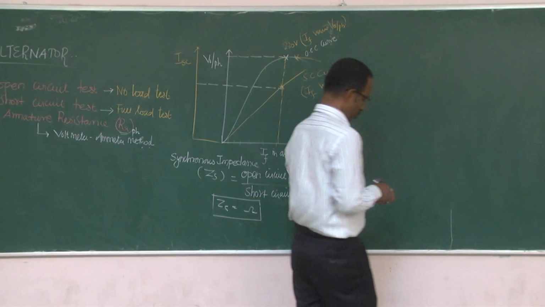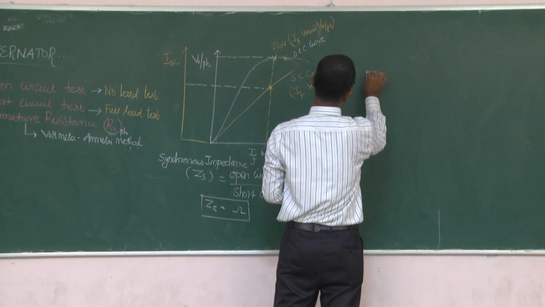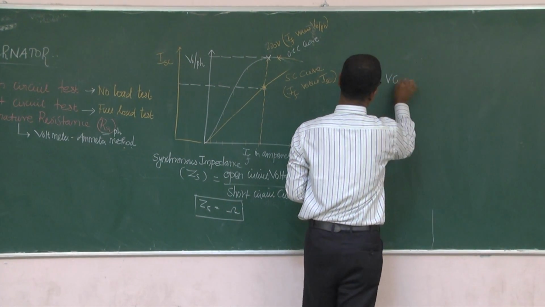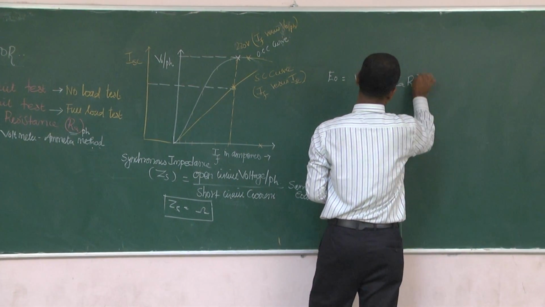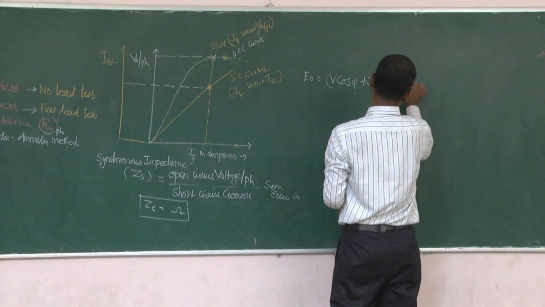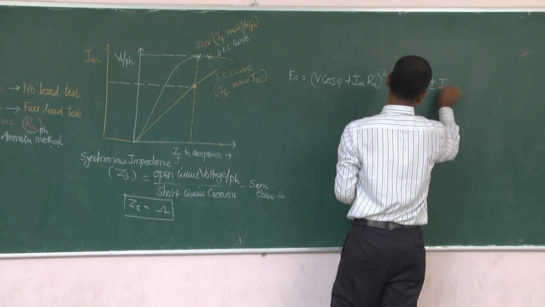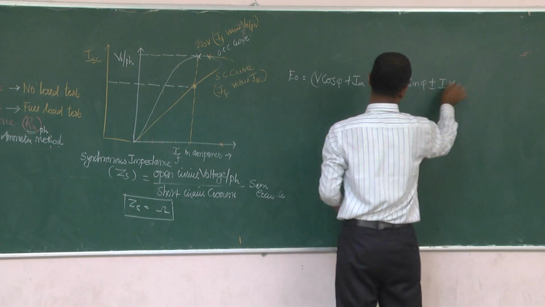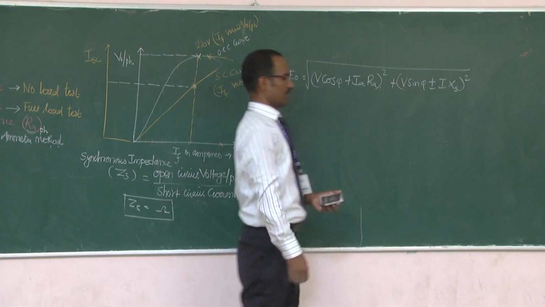The formula to find the open circuit induced EMF E0 is nothing but the square root of (V cos phi plus IA RA) whole square plus (V sin phi plus or minus I into X suffix S) whole square. Take the square root for these answers.